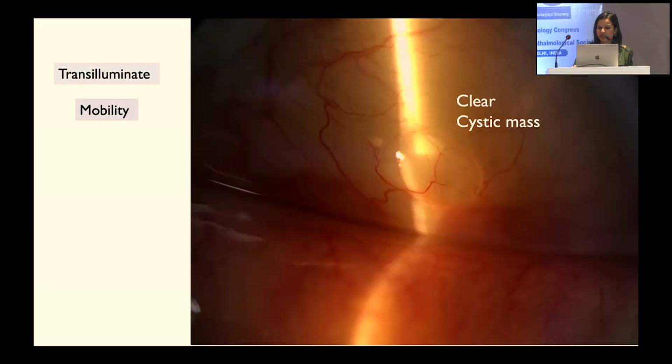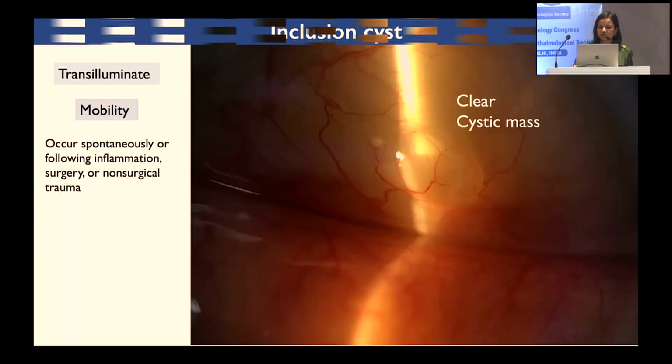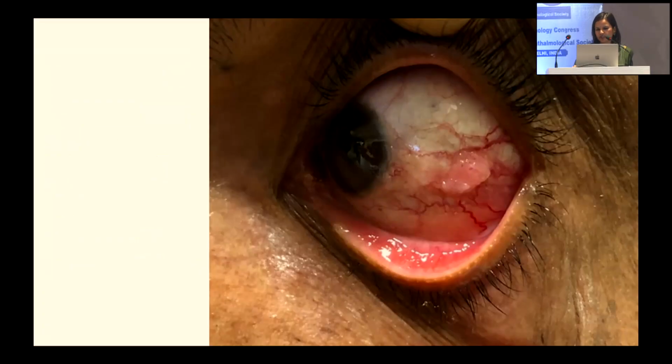cystic mass, what's happening here is the transillumination. It is mobile, and if I give you a history that it might have occurred spontaneously or following some inflammation or surgery, of course, we all know that it is an inclusion cyst. The diagnosis will be straightforward, and management would either include observation if it is a small one or a surgical excision biopsy. What about lesions like this?